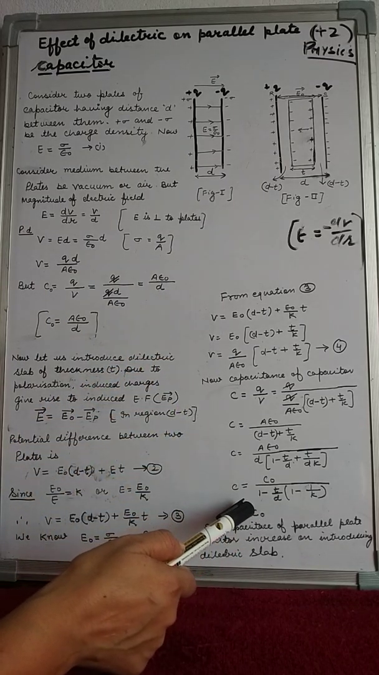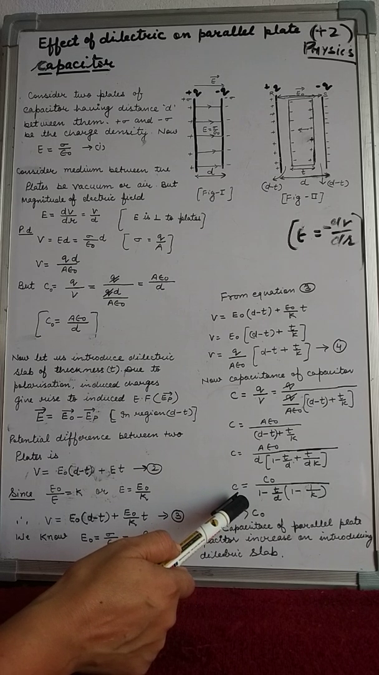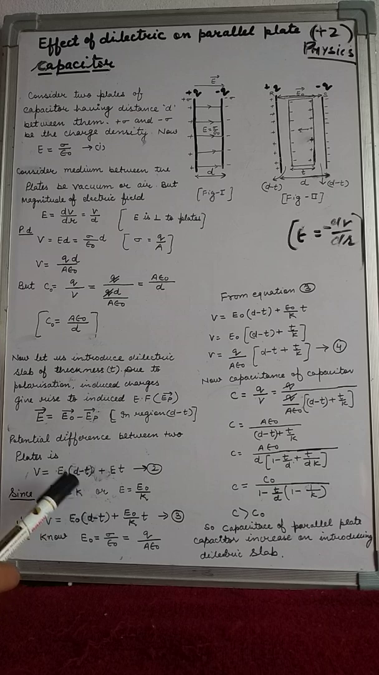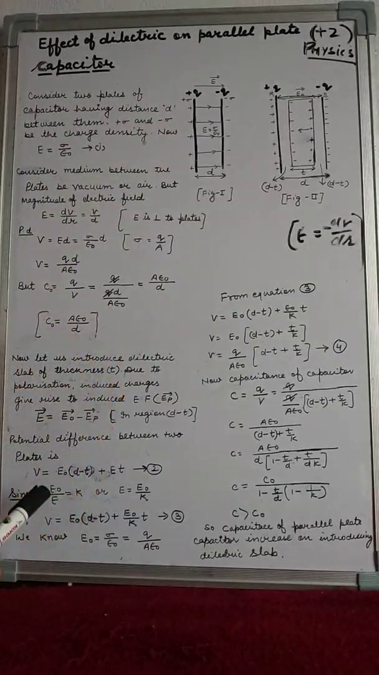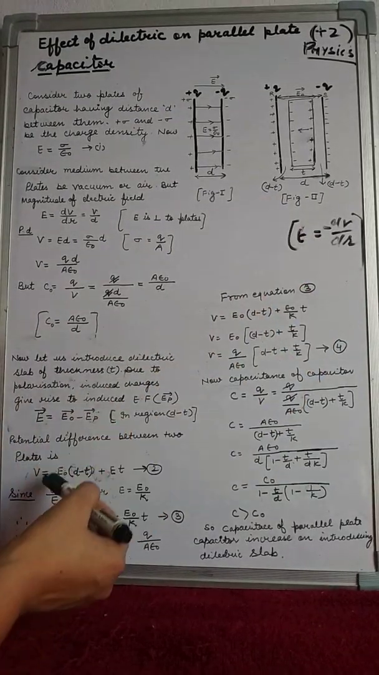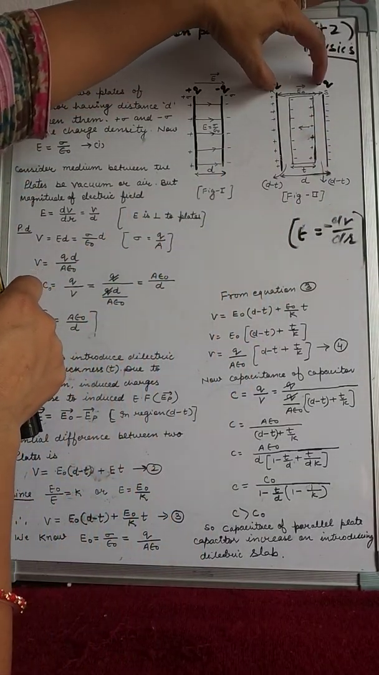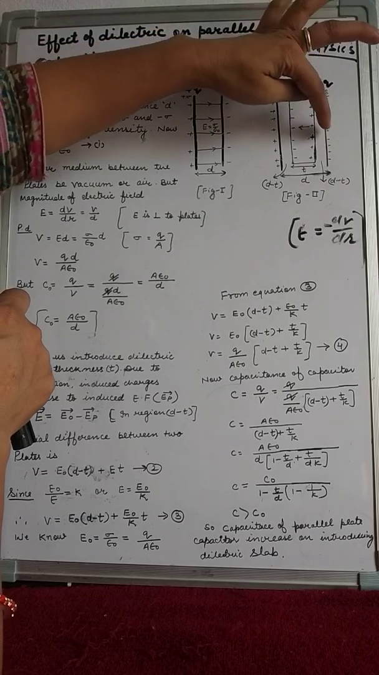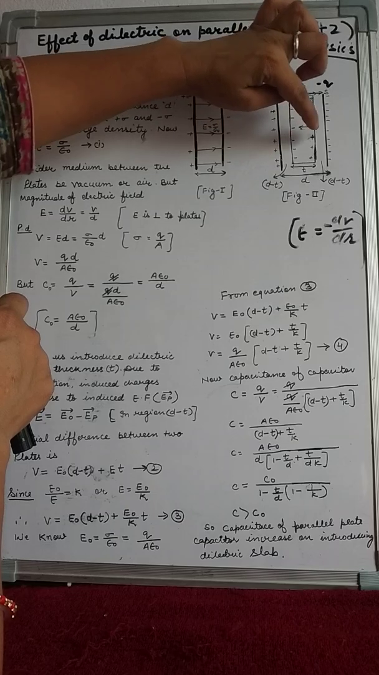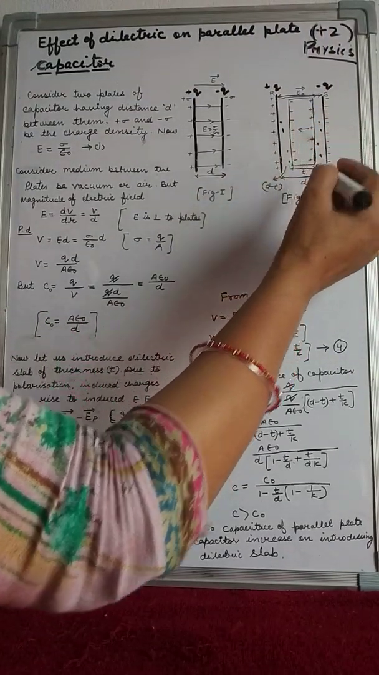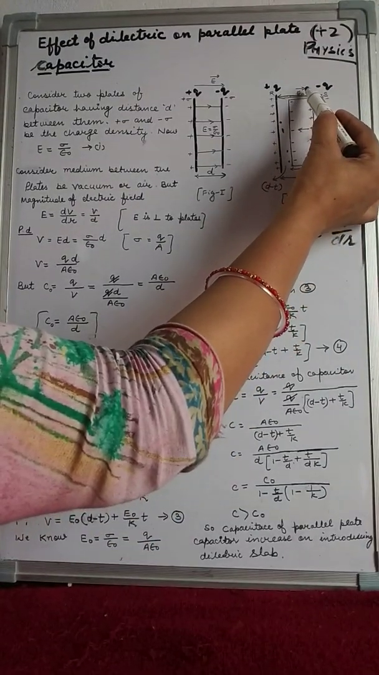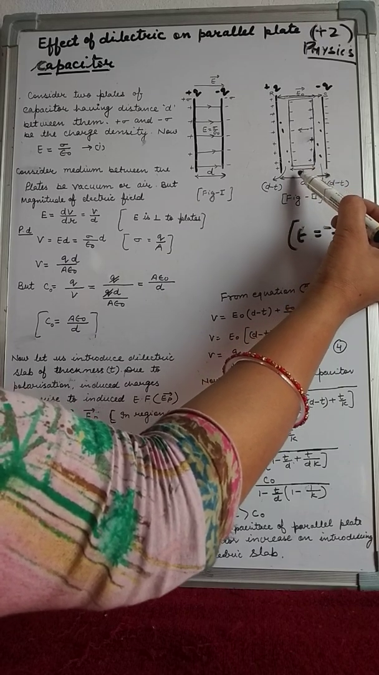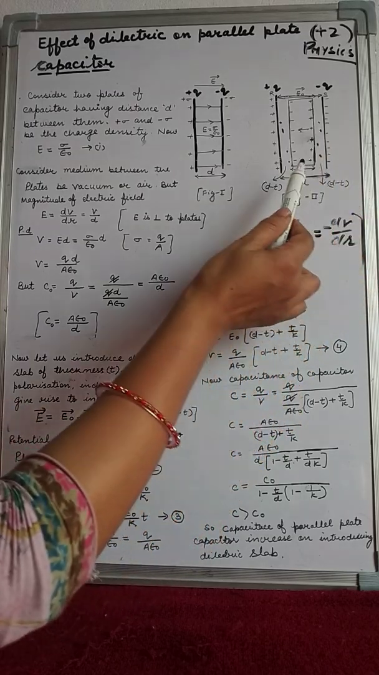Now, because we have to calculate the capacitance, and we know the formula of capacitance, C is equal to Q upon V, first of all we have to calculate the value of the potential V. In this case, when we introduce this dielectric slab, the effect of the electric field E naught will be in the D minus T region, and the effect of the electric field E will be in the thickness T.